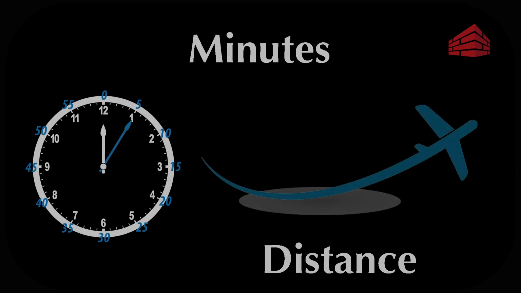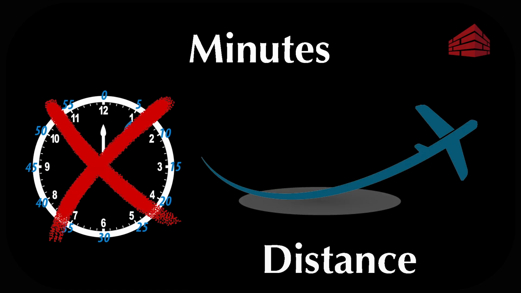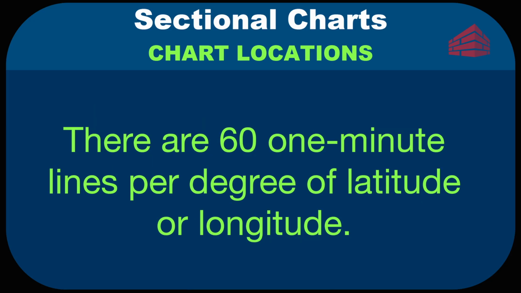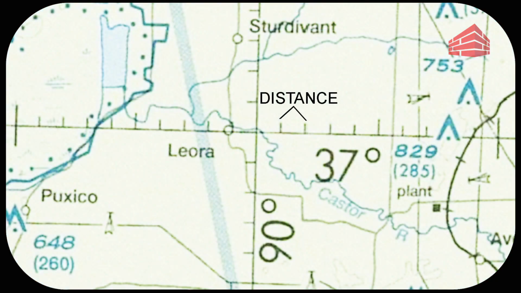Now, normally when you think of the word minutes, you think of time, right? Well, for latitude and longitude, you have to think of the term minutes not as time, but as distance. So a minute on a sectional map designates a certain distance instead of a certain amount of time. There are 60 of these distance minutes in each degree on the sectional map. These distance minutes are shown on latitude and longitude lines as small tick marks, and they look something like this.